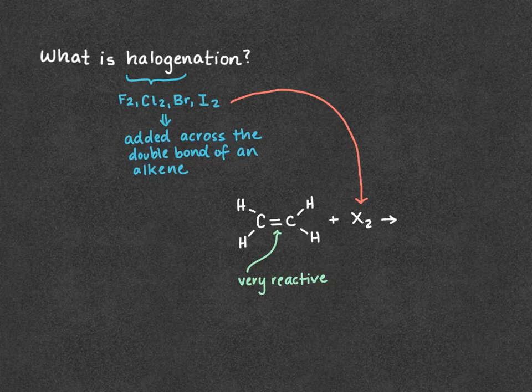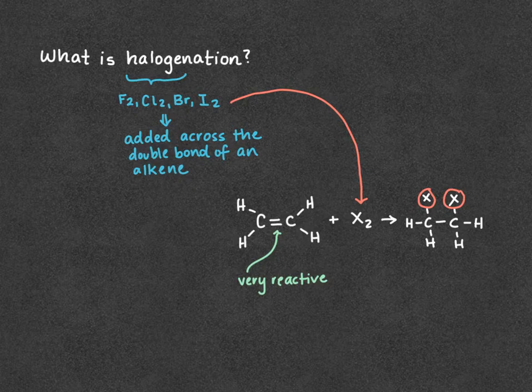What's going to happen in this reaction, the double bond is going to break. So we'll have our original atoms, so 2 hydrogens, 2 carbons. But now we'll have a new halogen on each carbon. So one on each on either side of where the double bond originally was.